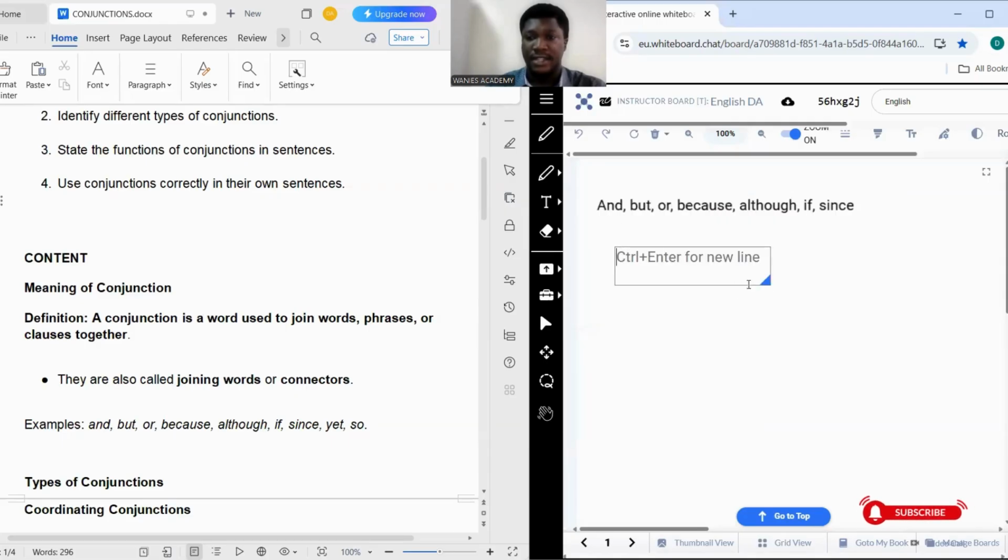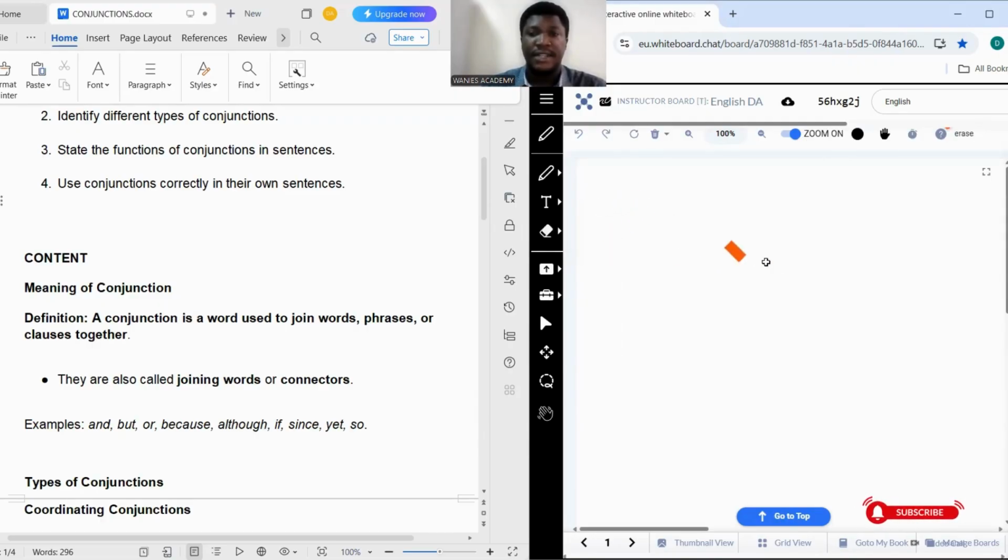Now, let's look at an example. You can say, she can dance and swim. Now, this "and" has joined the first aspect, which is she can dance, and swim, which is the second aspect of the sentence. You have taken two different ideas and brought them together through the use of the coordinating conjunction "and."